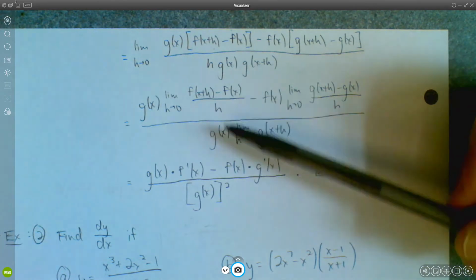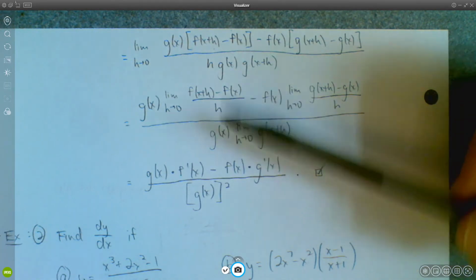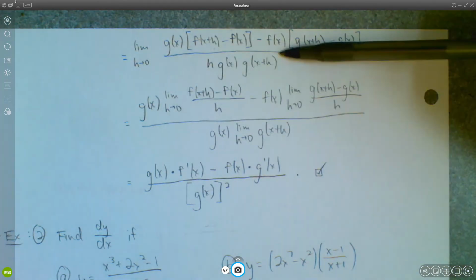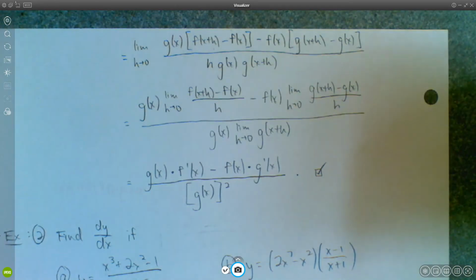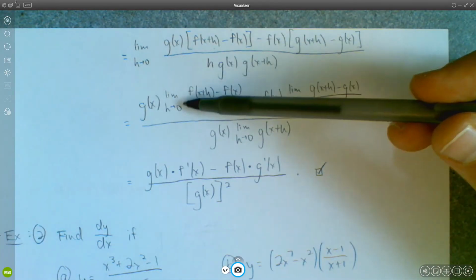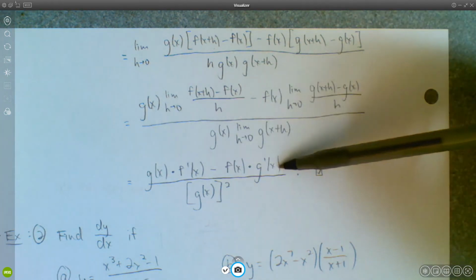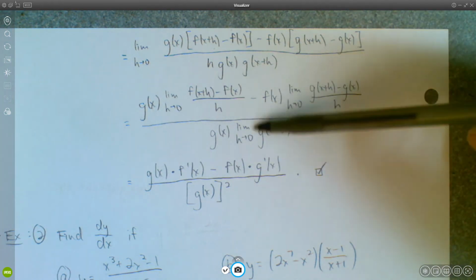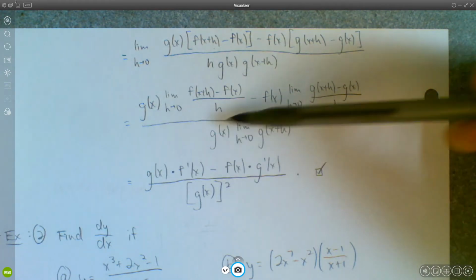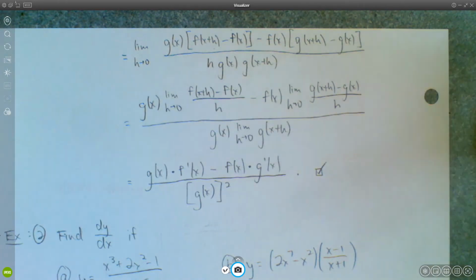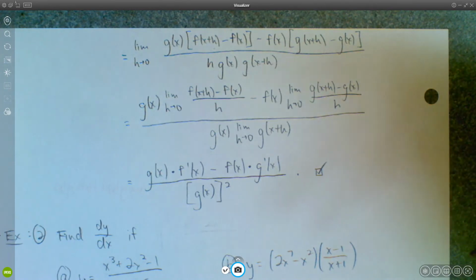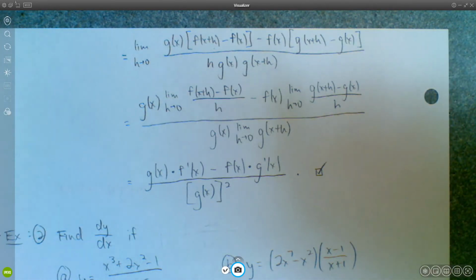The g of x can be taken out because it doesn't depend on h, and the limit can be distributed to the other g of x plus h. Okay, so now if we take these limits, this just by definition is f prime, this just by definition is g prime, and the limit as h approaches 0 of g of x plus h is just g of x. So in the denominator we have g of x times g of x, or in other words g of x squared. So that's the proof of that fact.